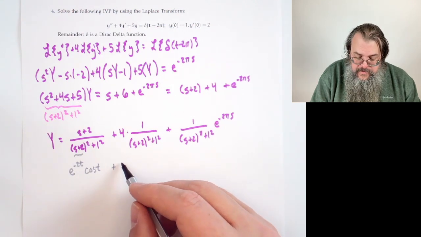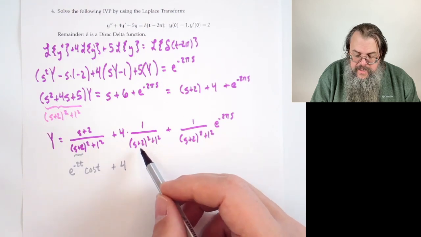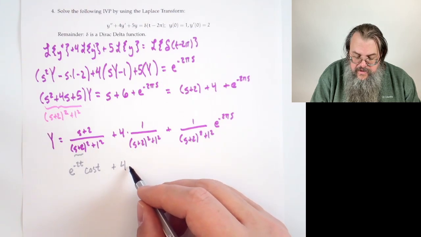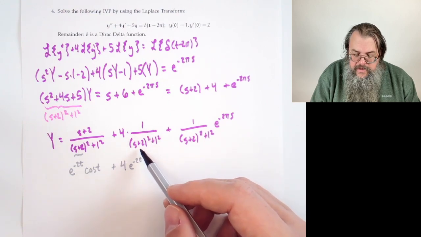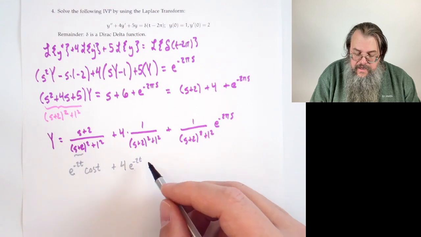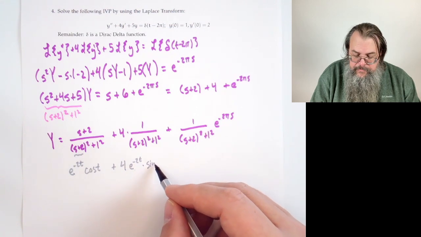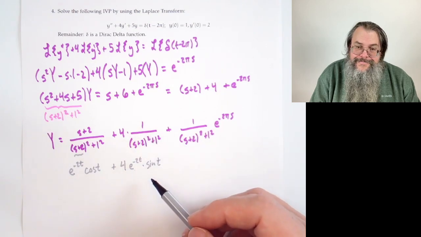And then we say, okay, then there's a 4 times 1 over s plus 2 squared plus 1 squared. Again, the s plus 2 squared tells us e to the minus 2t, and 1 over s squared plus 1 squared, because now we've accounted for the shift, looks like sine of t. In particular, we're in luck, 1 and 1.